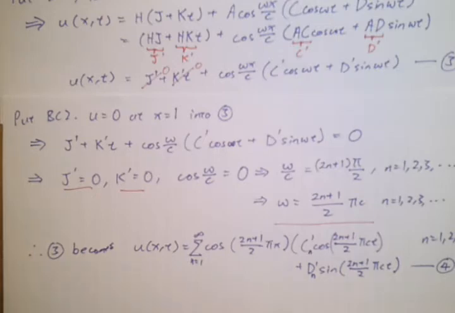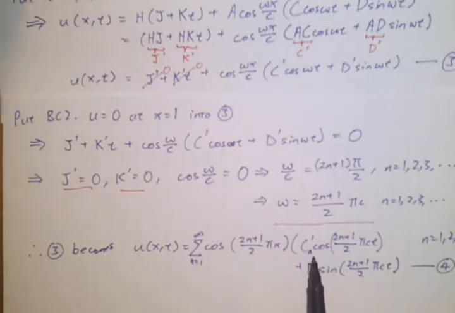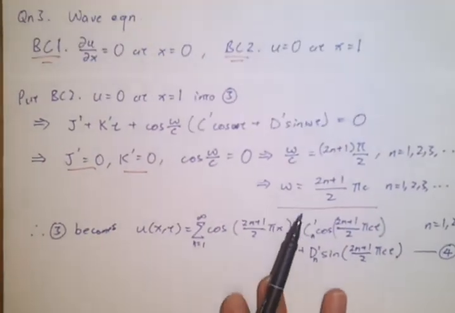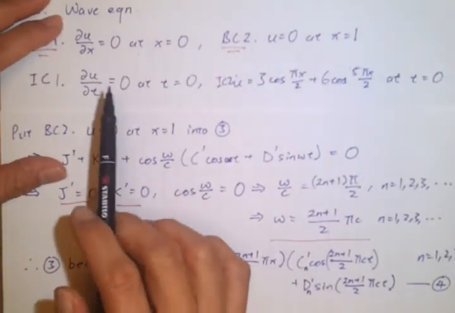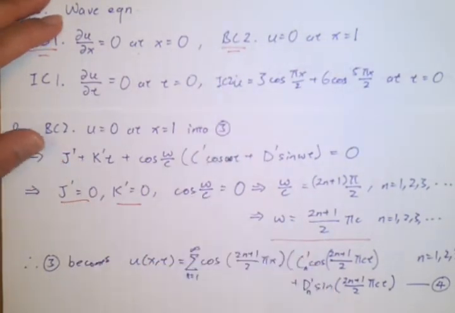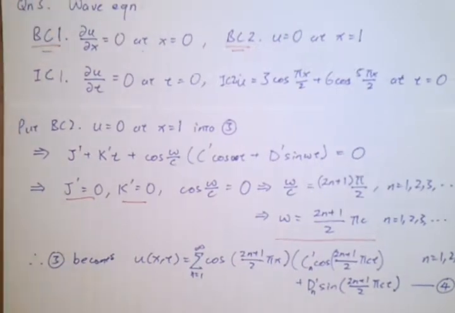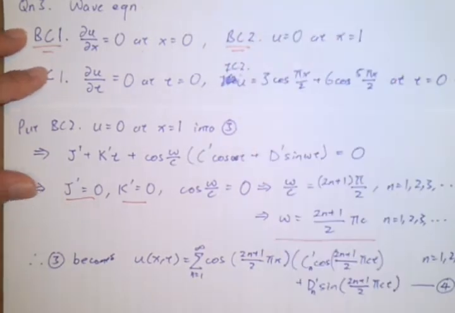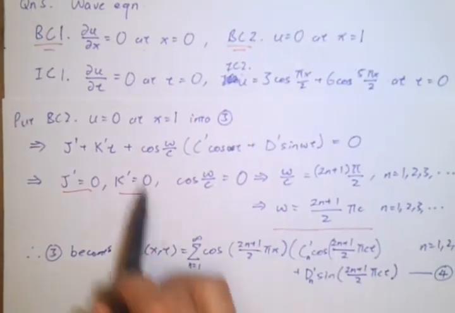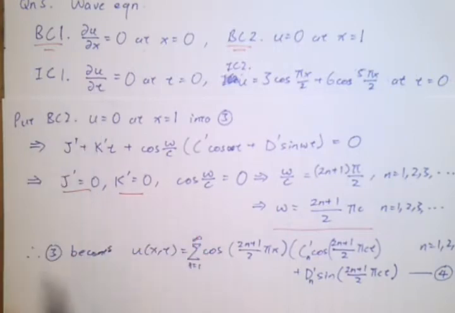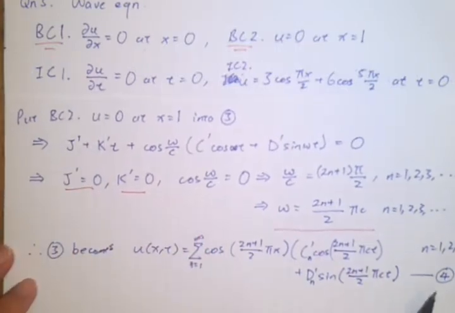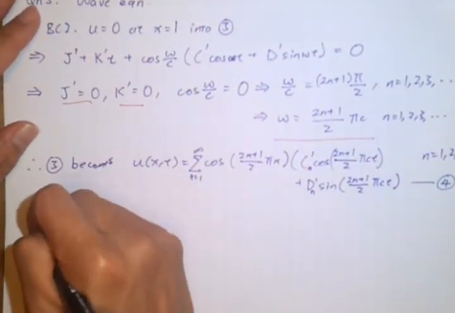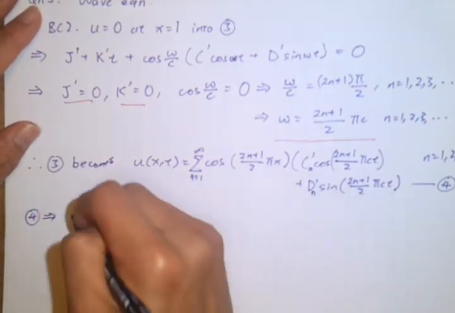What's left to find now is your values of c_n's and d_n's. This is where you start using your initial conditions. You have initial condition 1 and initial condition 2. Initial condition 1 needs you to make use of du dt, so I'm going to find du dt from equation 4.